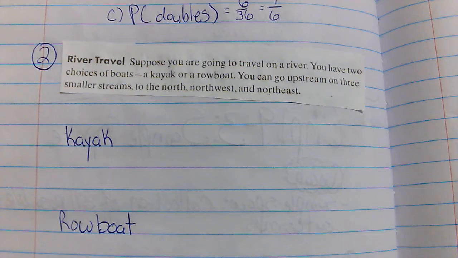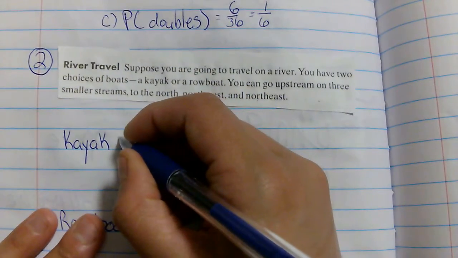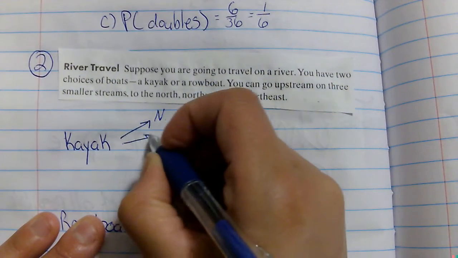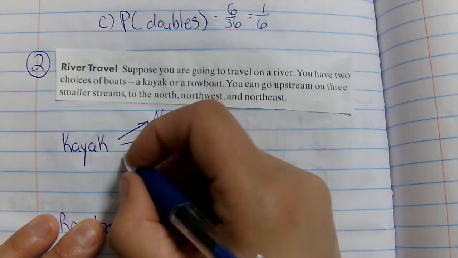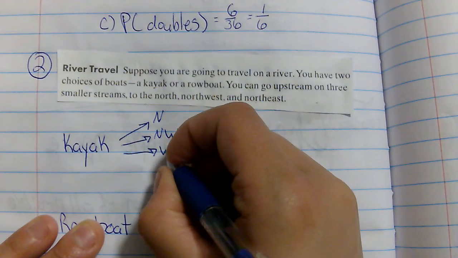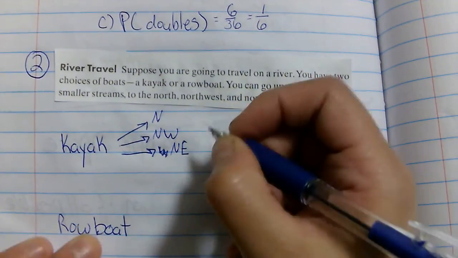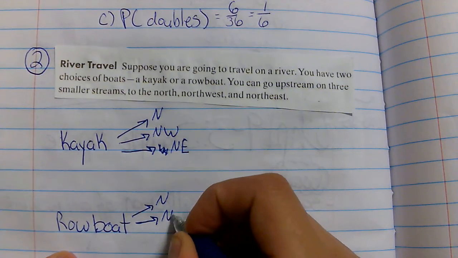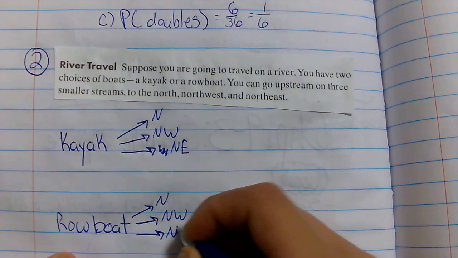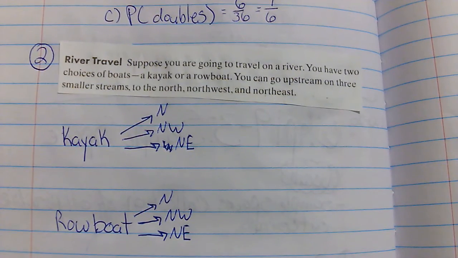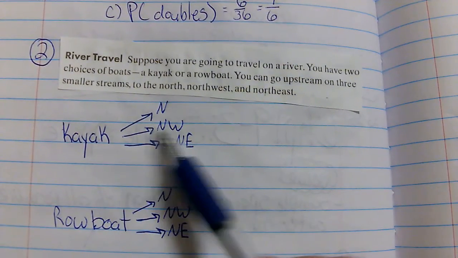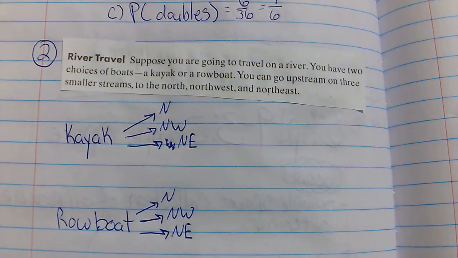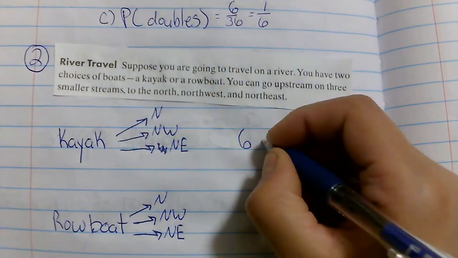So this is how it looks, like a tree diagram. I'm going to branch off from here. So we've got north, northwest, and whoops, I can't spell, northeast. And same here, we could go in a rowboat north, northwest, or northeast. So we've got kayak north, kayak northwest, kayak northeast, rowboat north, rowboat northwest, rowboat northeast. So we've got 6 choices.